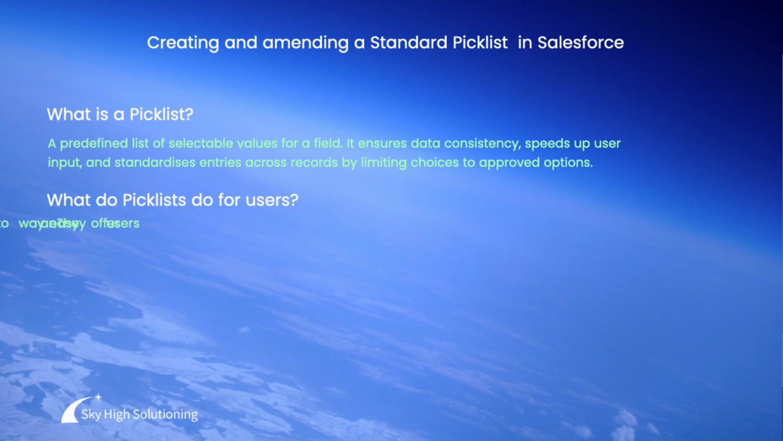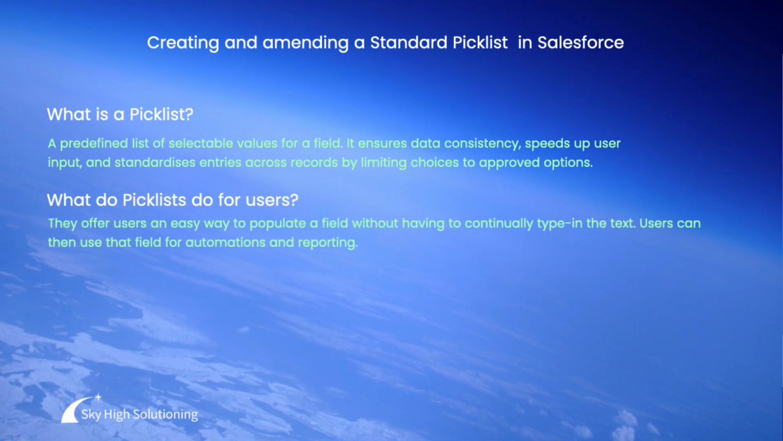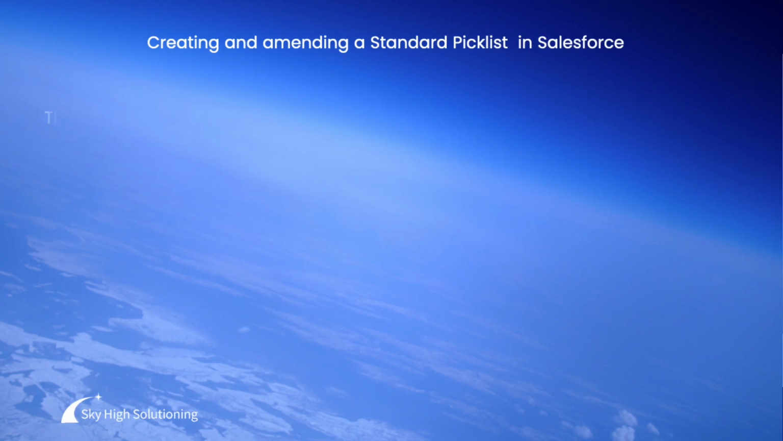What do pick lists do for users? They offer users an easy way to populate a field without having to continually type in the text. Users can then use that field for automations and reporting. An example here would be in a contact record, the field would be called role and it's of a type pick list, and these typically would be the pick list values.